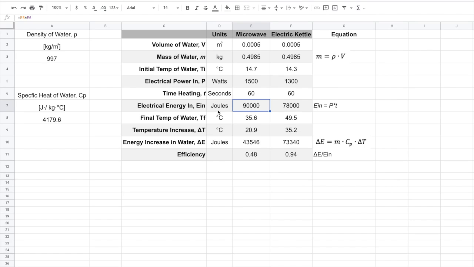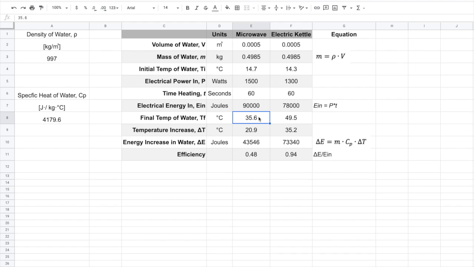Then I calculated, based on these measurements or recorded values, the electrical energy in. So this is the energy coming in, and it has units of joules. So what you do to calculate that is you multiply the power times the time. And by definition, that gives you the amount of energy, or joules, because the definition of power is energy per time. So if you multiply by time, you get energy, which has units of joules.